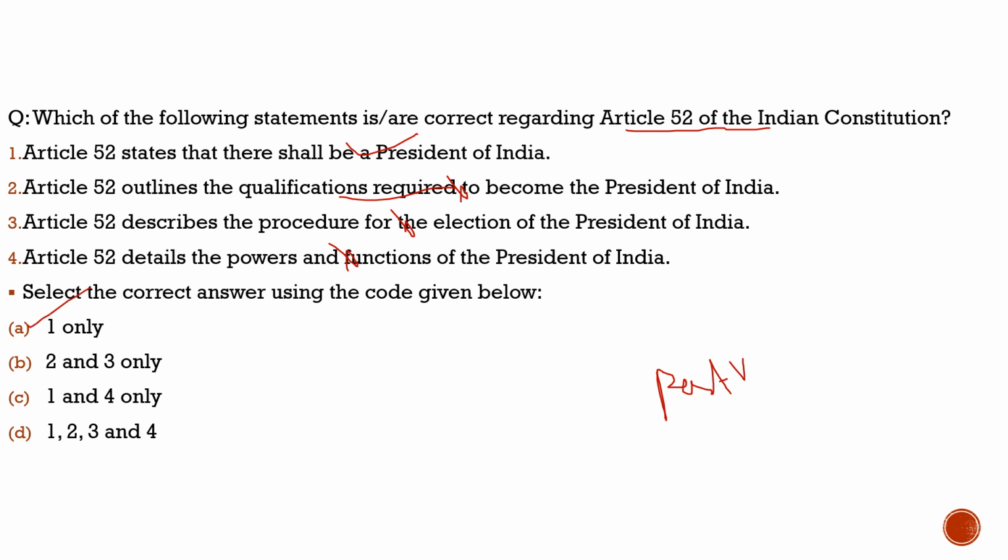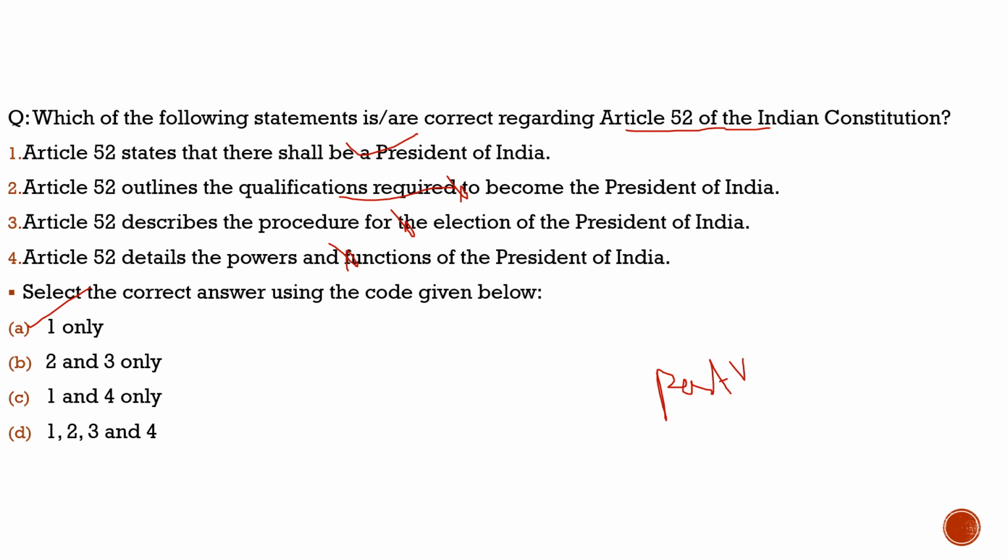With this, I hope you have understood this article. What does it say? There shall be a President of India, that is, this office can never remain vacant. And about the President, we know it comes under Part 5 of the Indian Constitution. We know he is the ceremonial head. The actual head is the head of the government, who is the Prime Minister.